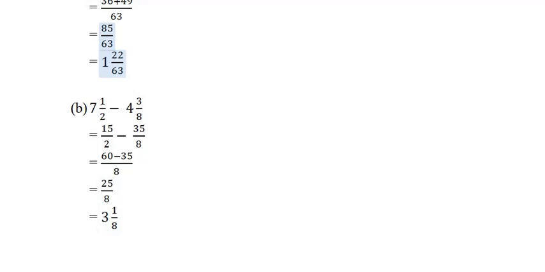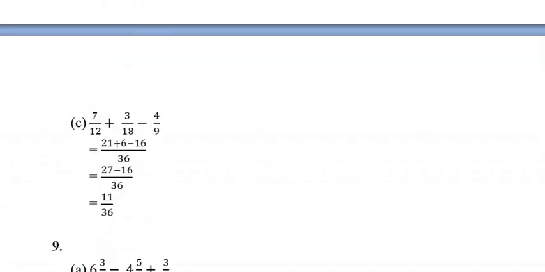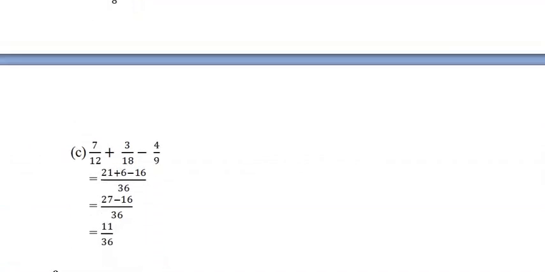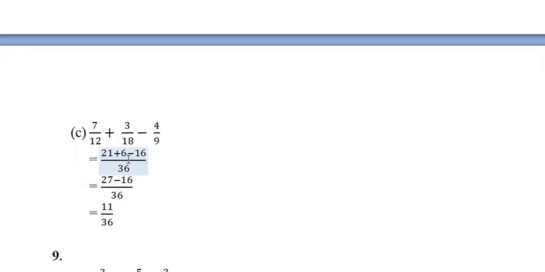Now let's move on to question number 9. Sorry, question number C also. For C also you will follow the same thing. The LCM will be 36. So 12, 3 times is 36, so 7 3s are 21. Now 18, 2 times is 36, so 3 2s are 6. 9, 4 times is 36, so 4 4s are 16. Now add these together first, 21 plus 6, then it will be 27. Now subtract 16 here, then you will get 11 by 36 as your answer.